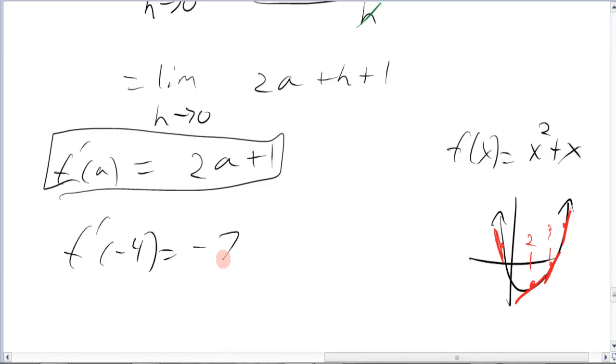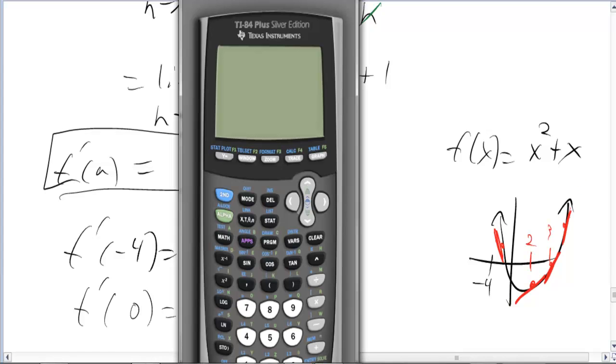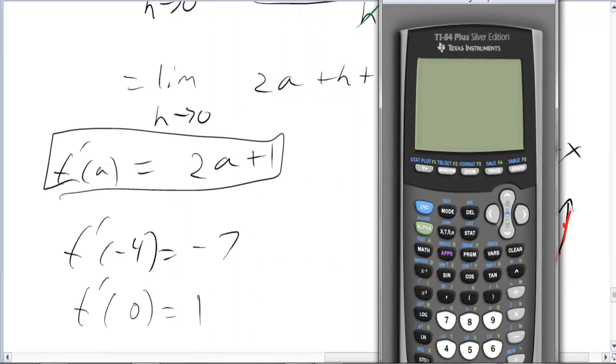So therefore, at the x value of negative 4, we'd expect to see a slope going down, from left to right, going downward, at a steepness of negative 7. Now, as I move closer to the positive values, I'd expect to see my slopes becoming less negative, less negative, starting to become more positive, more positive. And as you can see, if I do 0, I should now have a positive slope of 1.